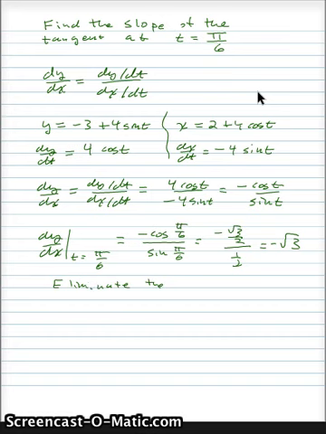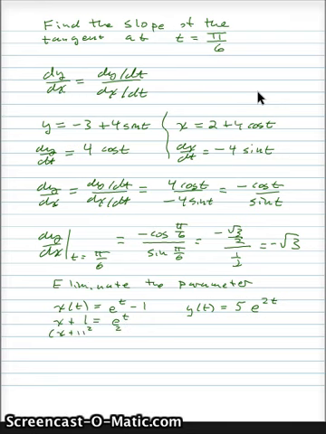The next thing I'm going to ask is to eliminate the parameter of a different kind of equation. What are we going to have here? Eliminate the parameter of x of t, which is e to the t minus 1, and y of t is 5e to the 2t. Now, you might be tempted to solve for t, but that's not the simplest strategy here. I'm going to instead solve for e to the t. So x plus 1 is e to the t. So x plus 1 squared is e to the 2t. And that's what gets replaced. So that simply becomes 5 times x plus 1 squared.